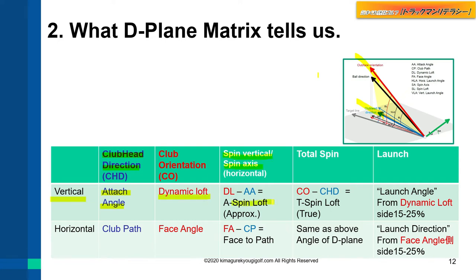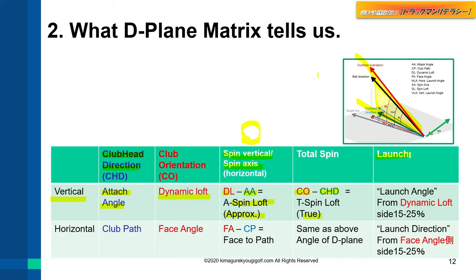Spin loft is the difference between dynamic loft and attack angle. However, this is an approximation. The true spin loft is the three-dimensional angle of this triangle, the angle between the club orientation and the club head direction. However, in this episode, we're gonna cover the vertical element only.